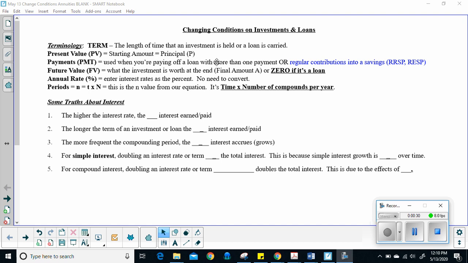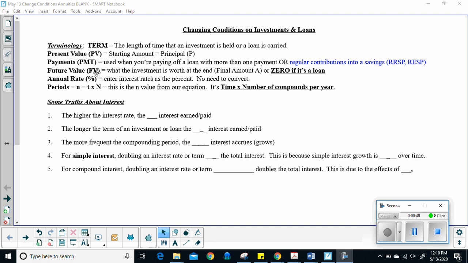So that's what's used when you're paying off a loan or regular contributions into a savings thing, like an RRSP or an RESP. Some of you might have some of those, right, to get ready for your education. Parents have probably all got RRSPs, so they're saving for their retirement.